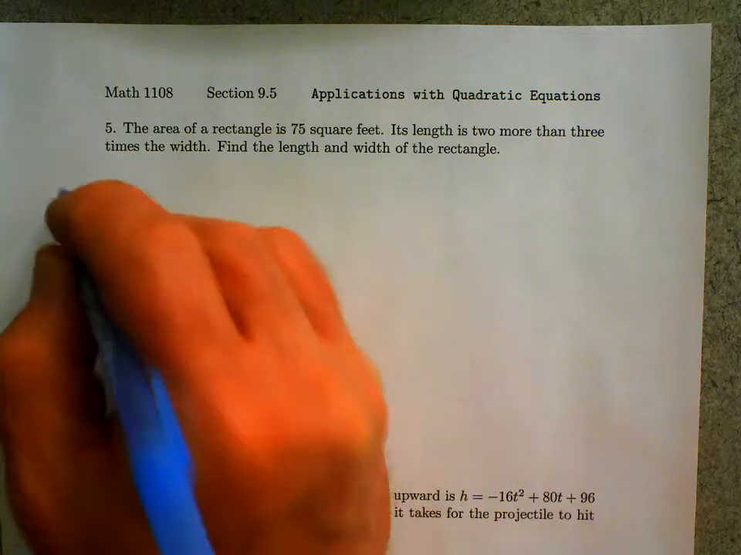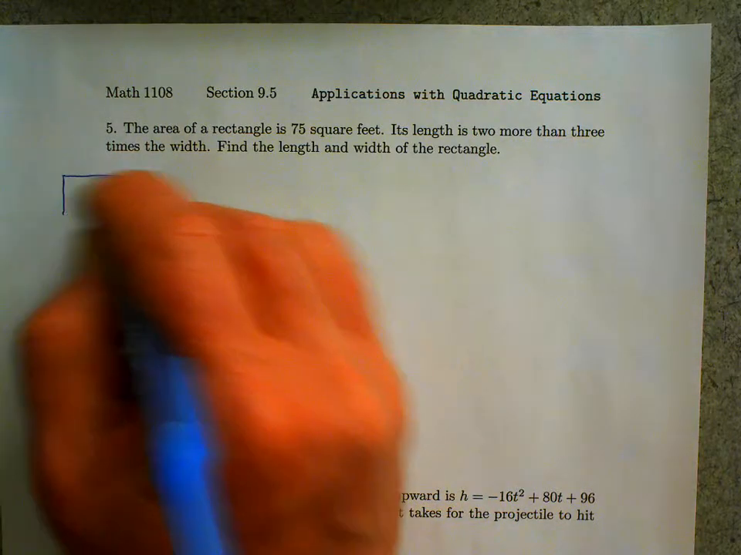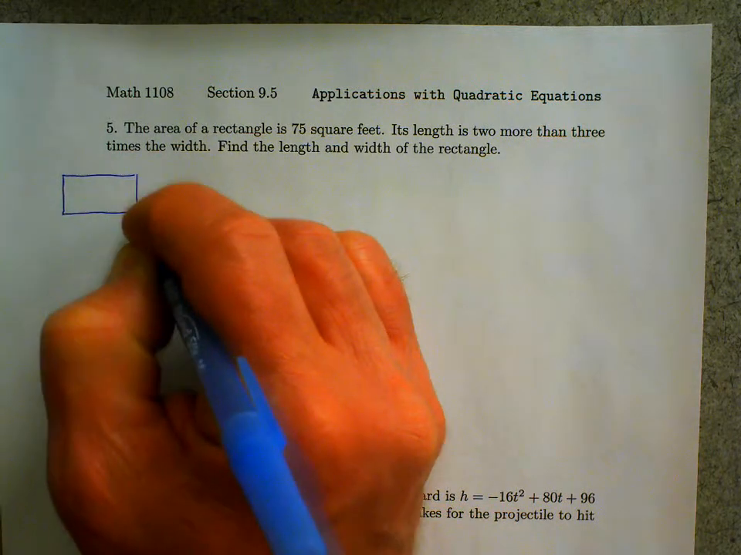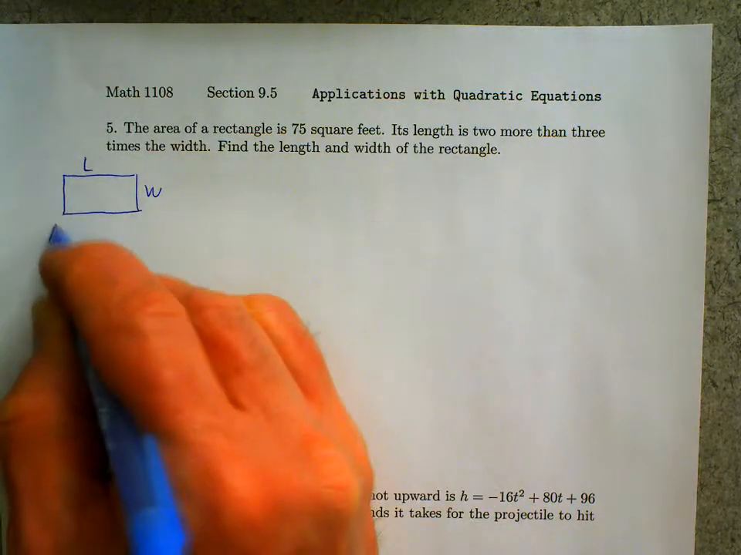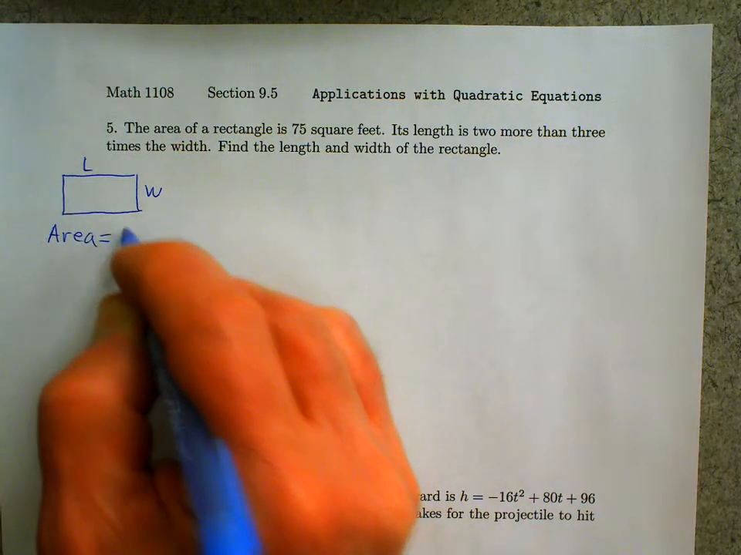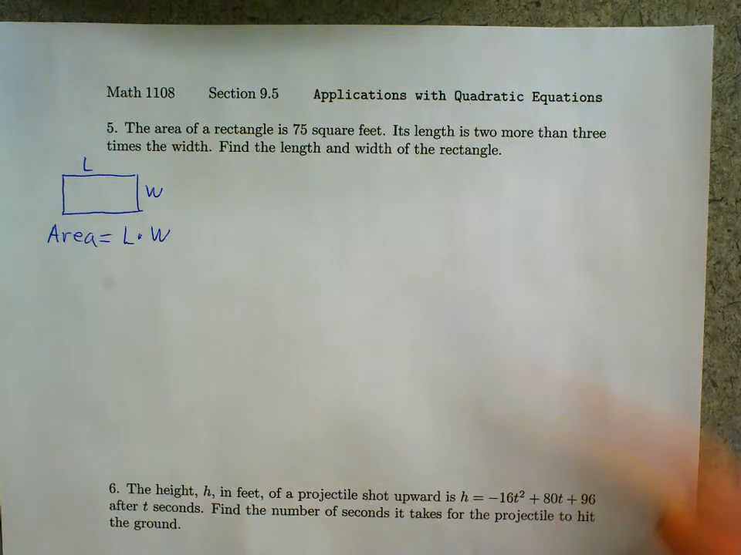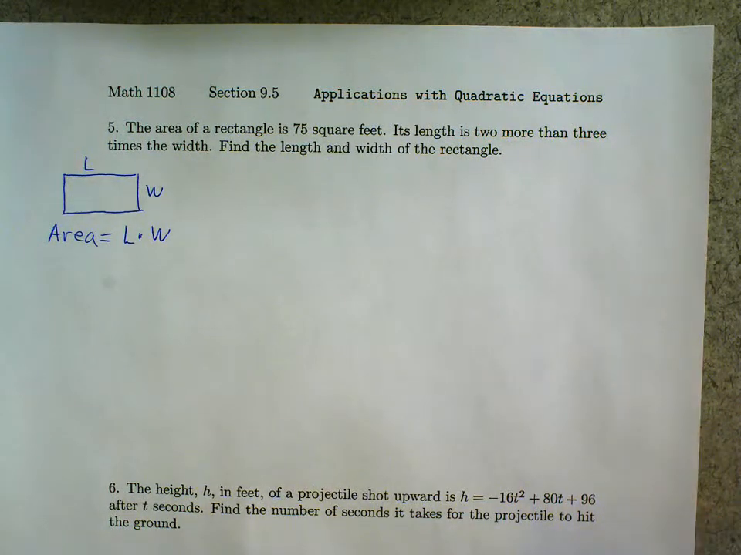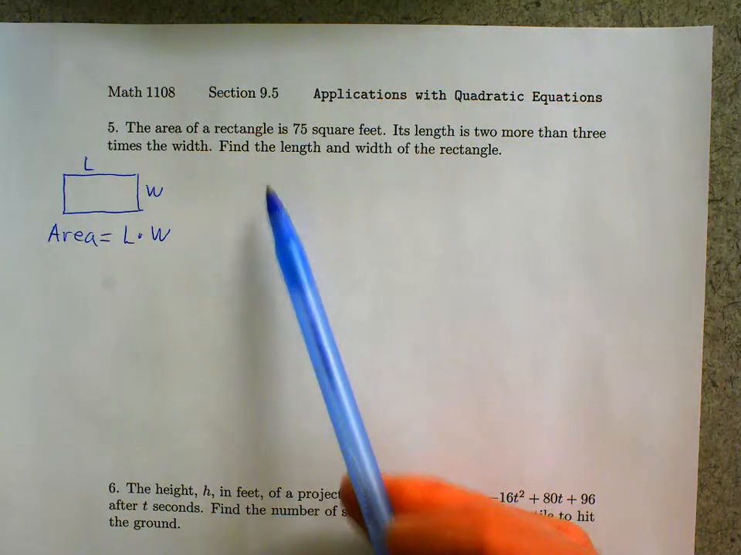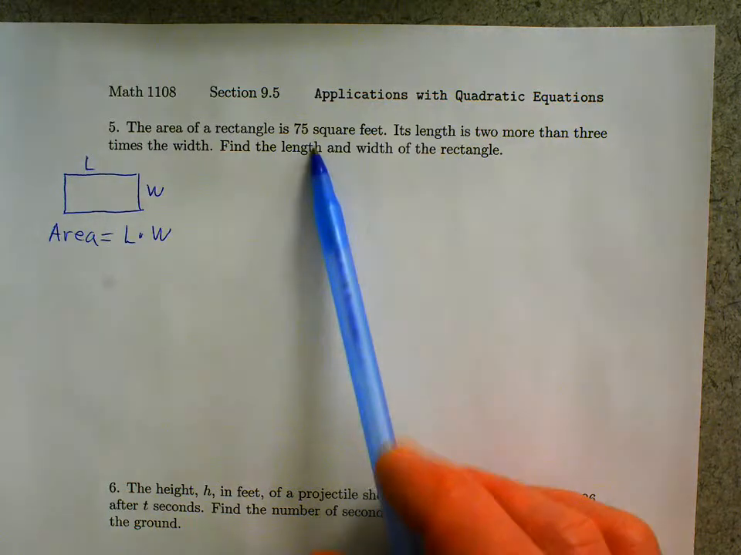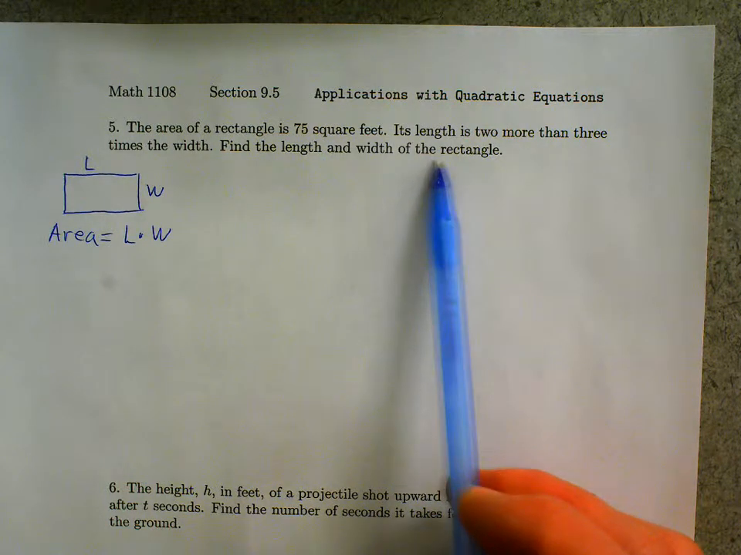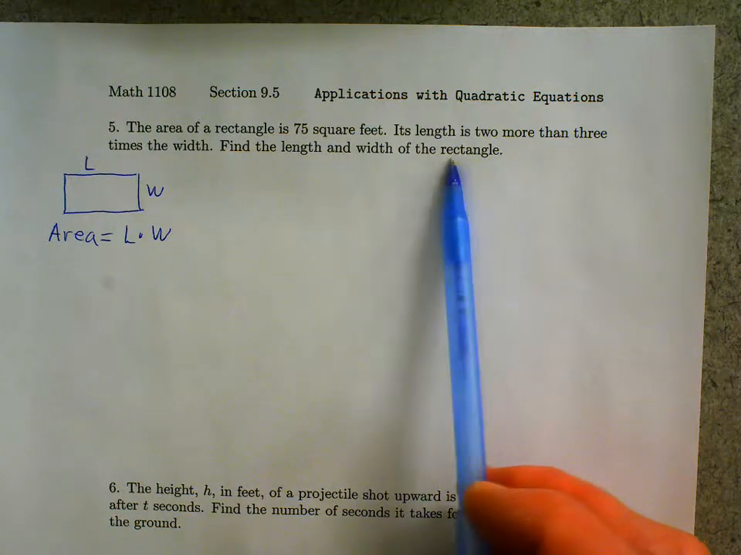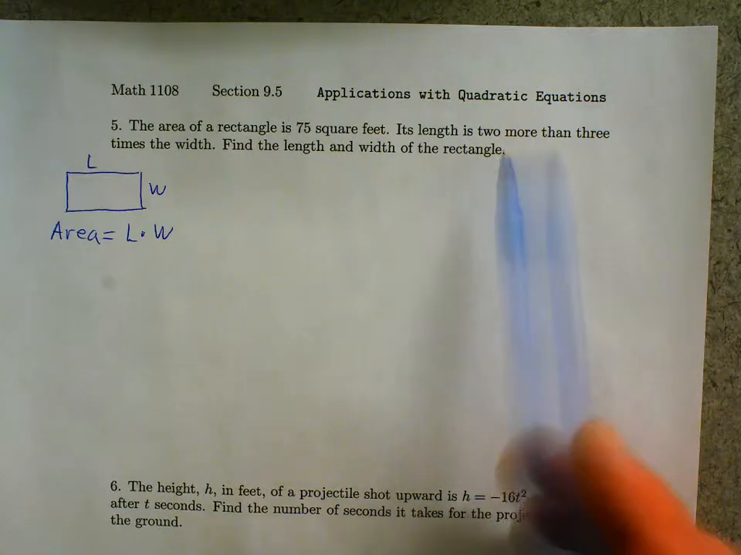In general, we know that the area of a rectangle is length times width. And we're given information about a rectangle. The area is 75 square feet. And the length is described in terms of the width. The length is 2 more than 3 times the width.